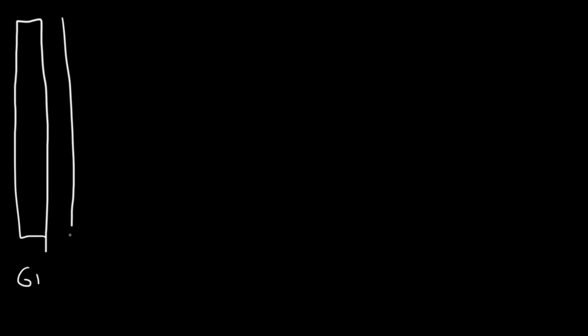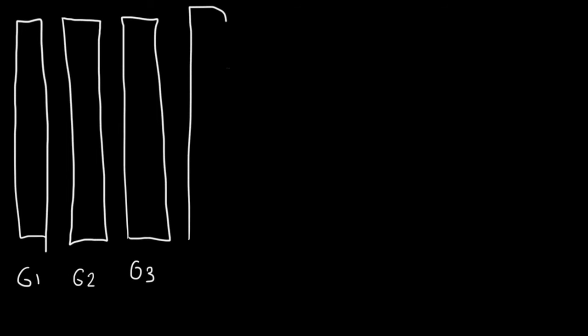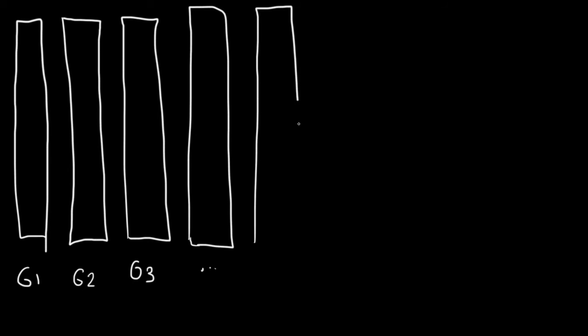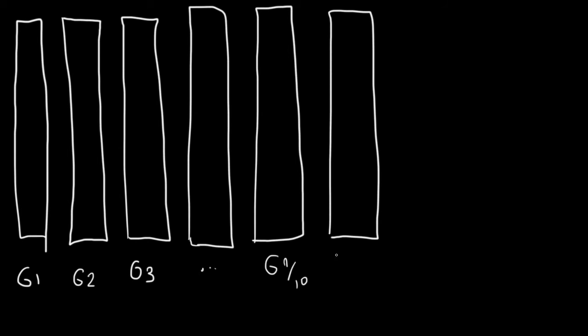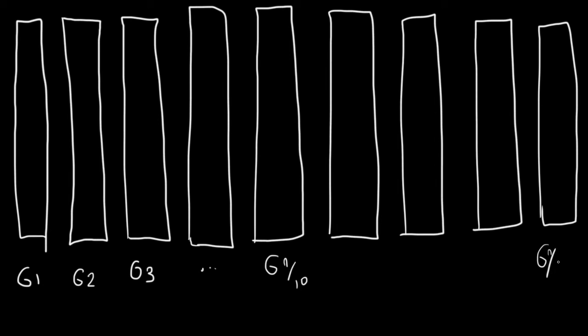G1, G2, G3, yeah, the dot over here. Then we'll have the one that's going to be in the middle, G n over 10. Just more dots here. I don't want to draw too many of these. This is all going to make sense for you in a moment. And the last one will be over here. This will be the G n over 5.